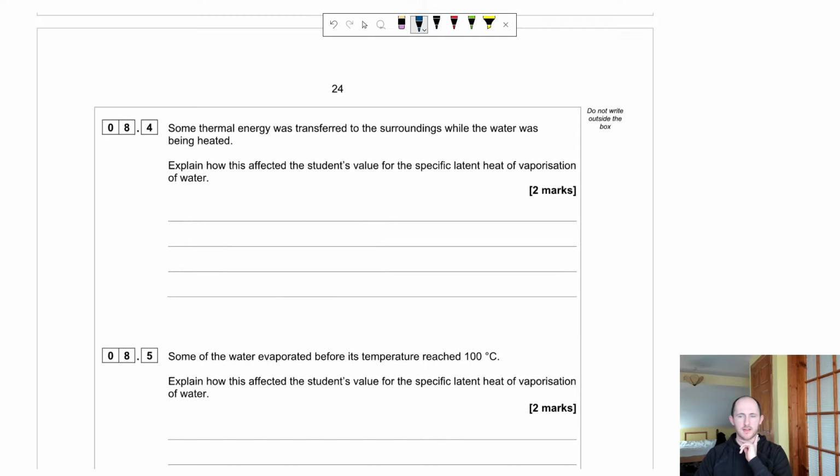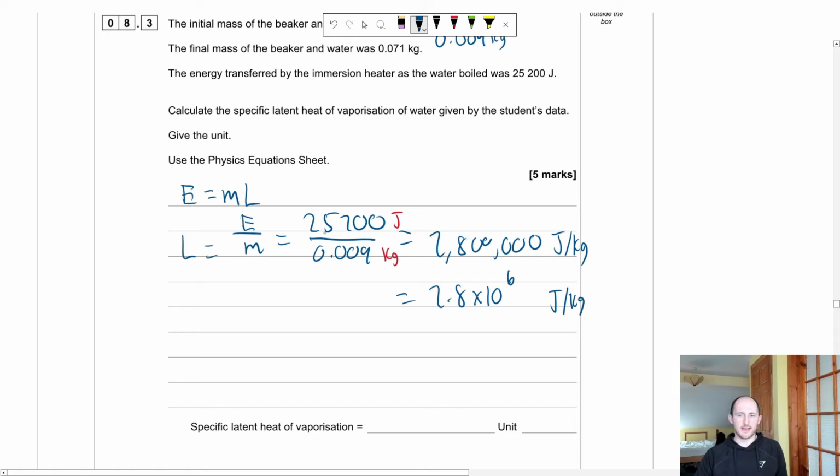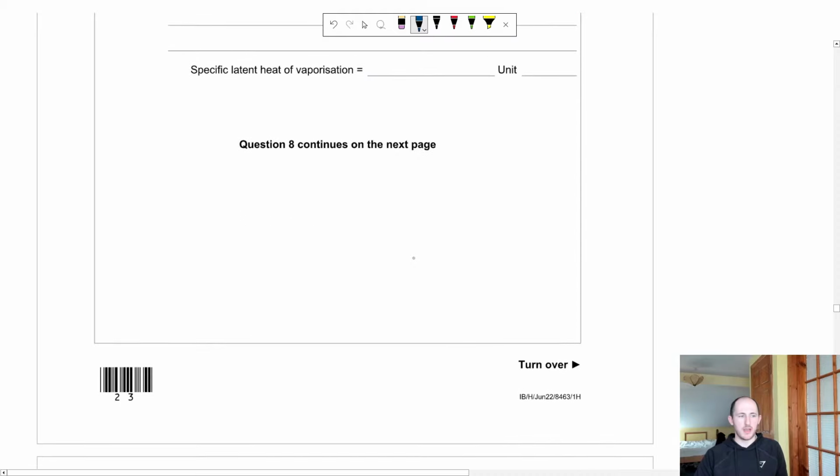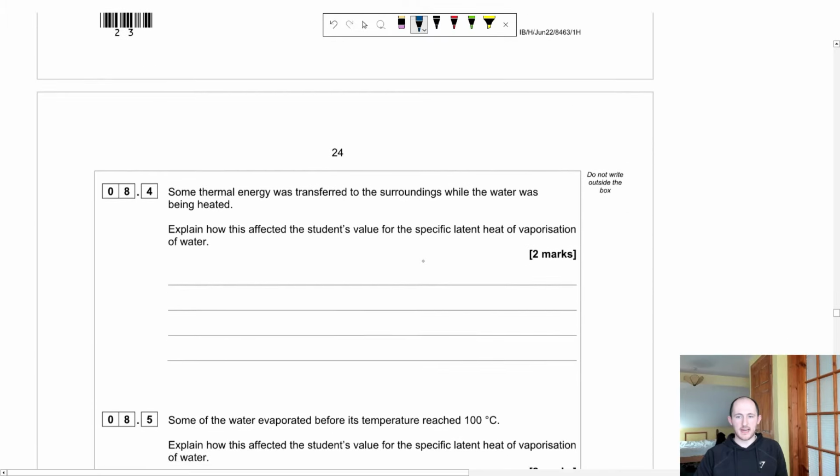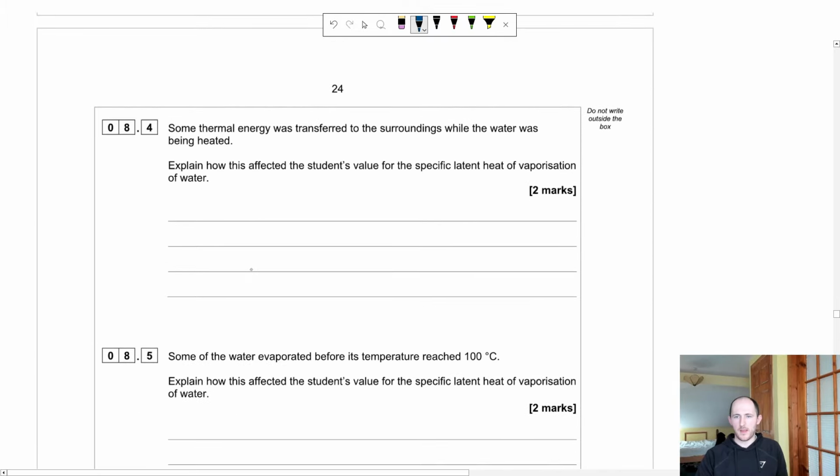Some thermal energy was transferred to the surroundings while the water was being heated. How would this affect your value? Well, that means not all of this energy actually went to heating up the water. So the energy that was used to boil the water is actually less than this. So less energy was actually transferred to the water. So again, ignore my little brain fart there.